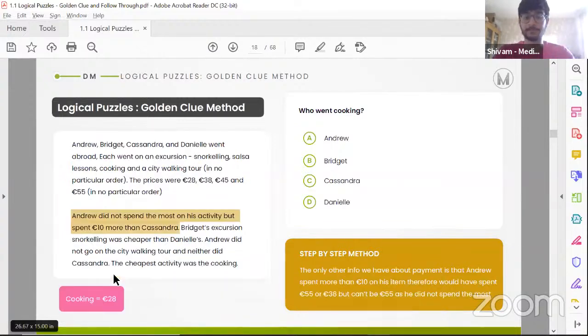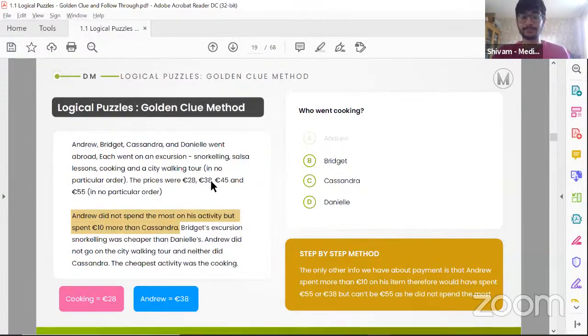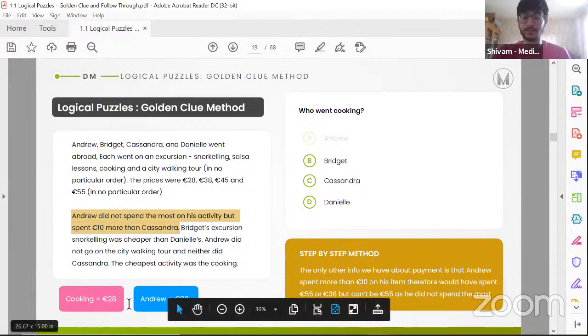So that's step number one. Step number two, we're just going to read through it now. This first sentence says that Andrew did not spend the most on his activity, but spent 10 euros more than Cassandra. So we know for 100% that Andrew spent 38 euros. This sentence has given it to us. He spent 38 euros and therefore Cassandra must have spent 28 euros. So we know that cooking was 28 euros and Andrew spent 38 euros.